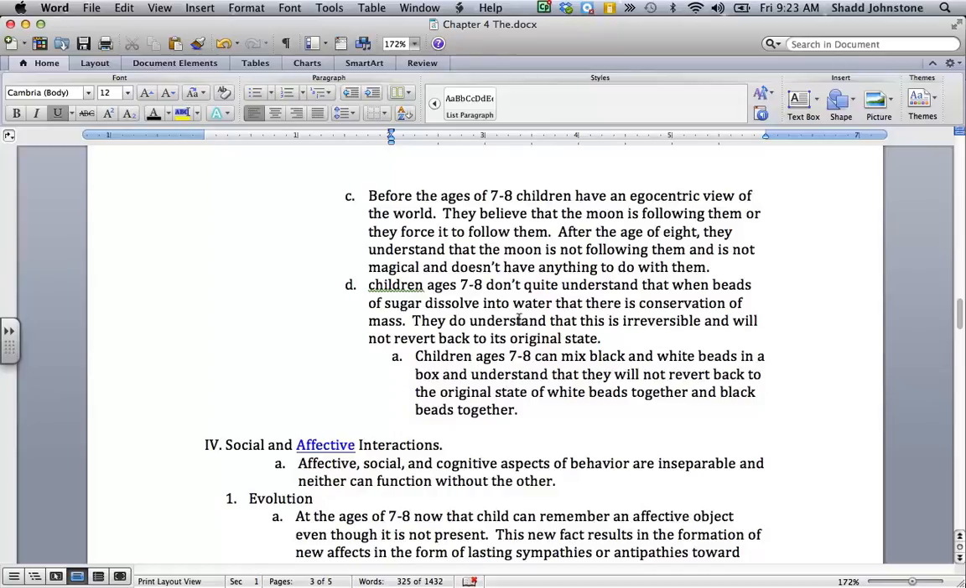There's also, kids understand that when sugar beads are dissolved into water, they don't disappear. They're just dissolved in the water. Little kids don't get that. They just think it disappears.